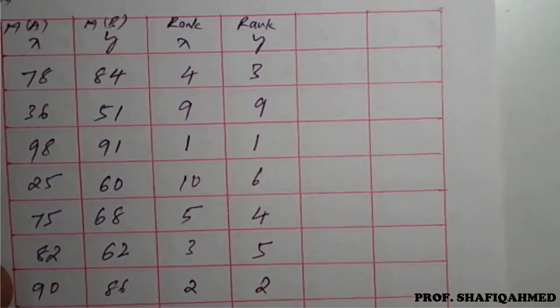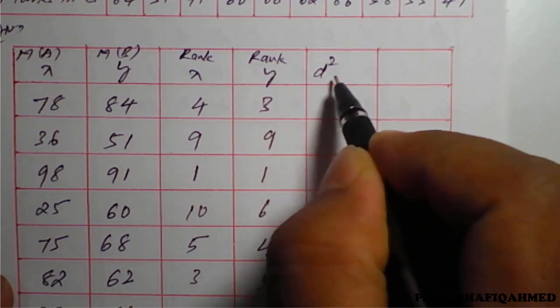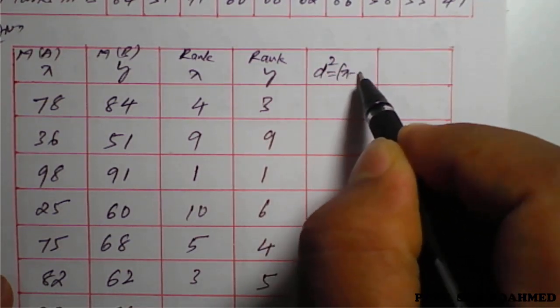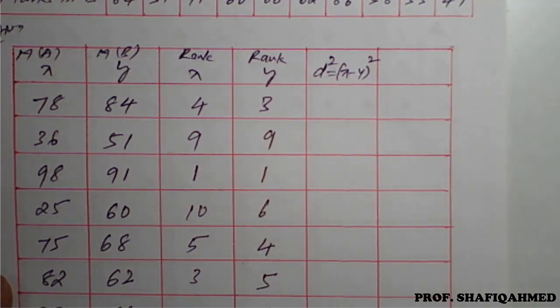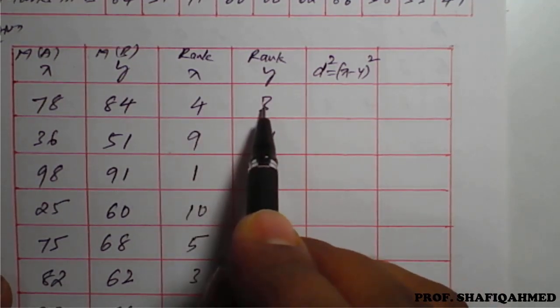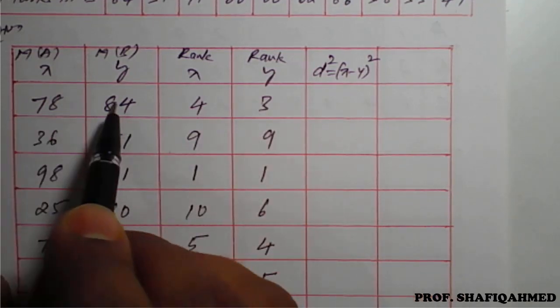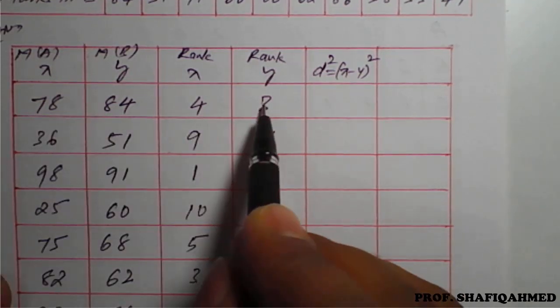Using rank we need to calculate d square, which is nothing but (x minus y) whole square. So 4 minus 3 is 1. This is the x value and y value. Don't compare these values: these are the marks and these are the ranks.